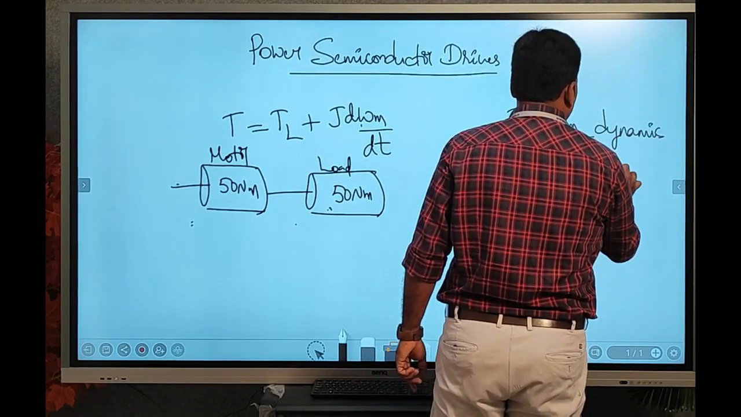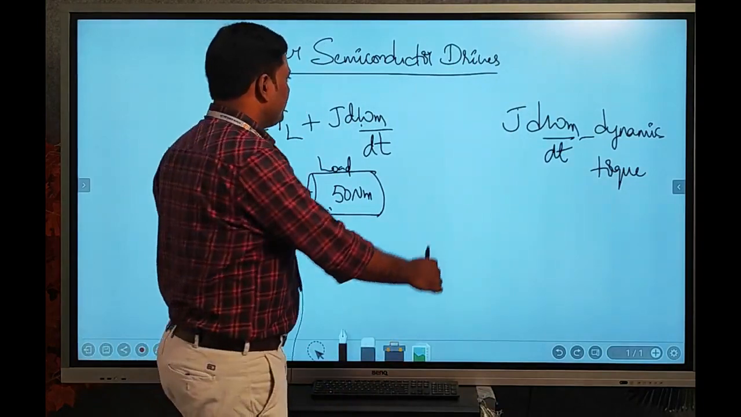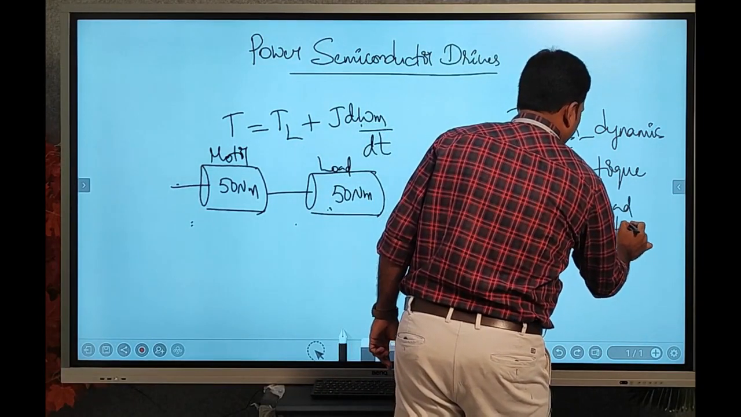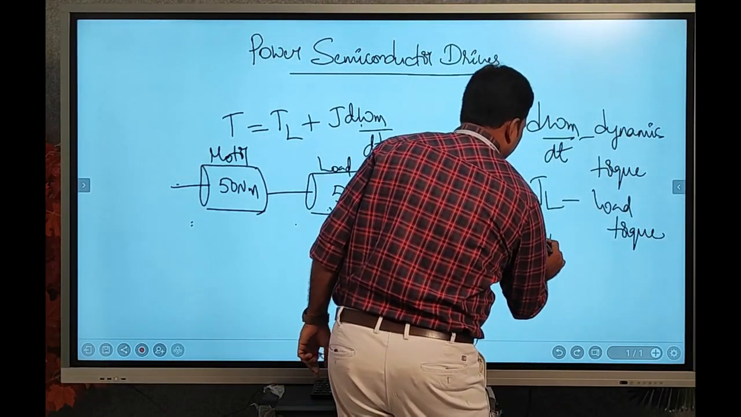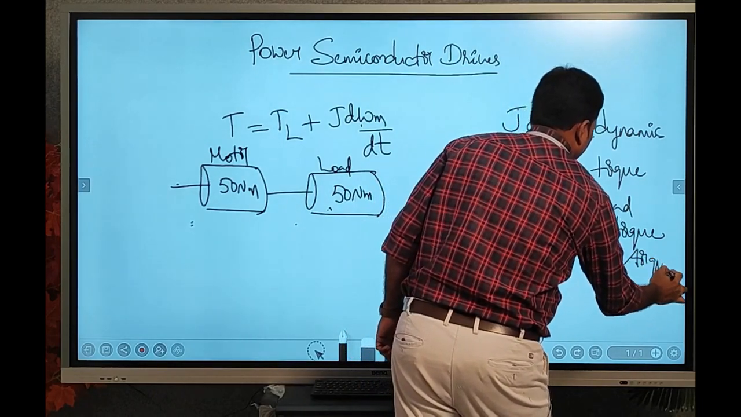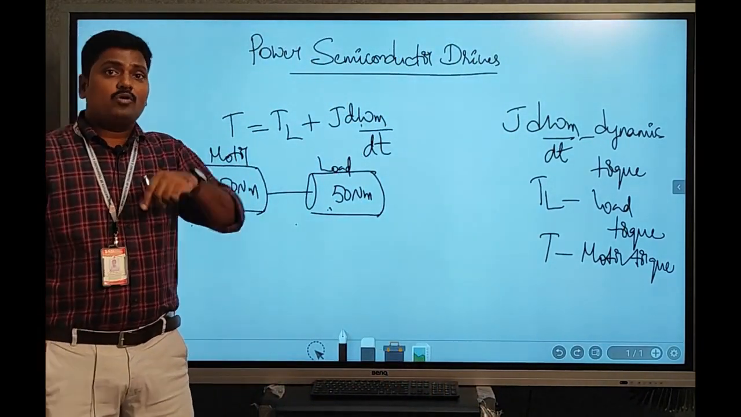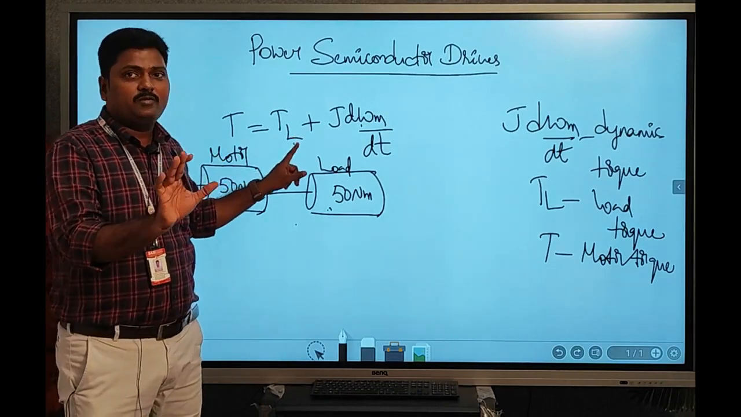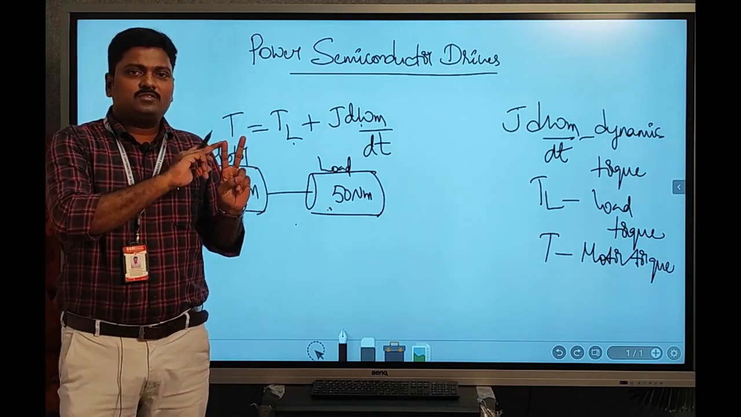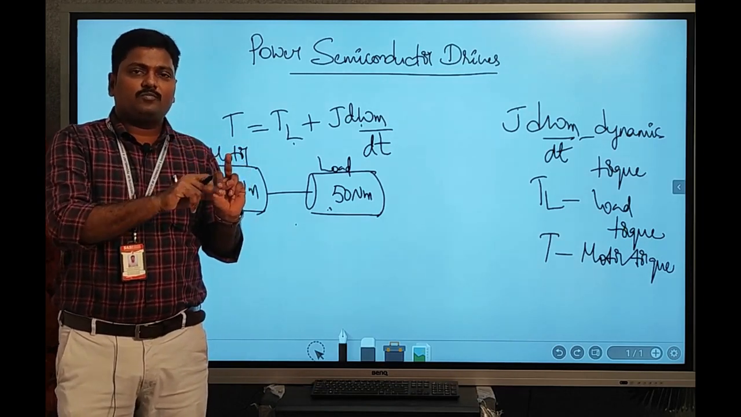The dynamic torque, every load will demand whenever there is a change in speed, and TL is the load torque, the torque actually required by the load, and T is the motor torque, the torque supplied by the motor. So our motor has to supply more torque than the load is actually demanding. My motor has to supply two torques now: one is the torque actually needed by the load, and the second is the dynamic torque because of the moment of inertia.